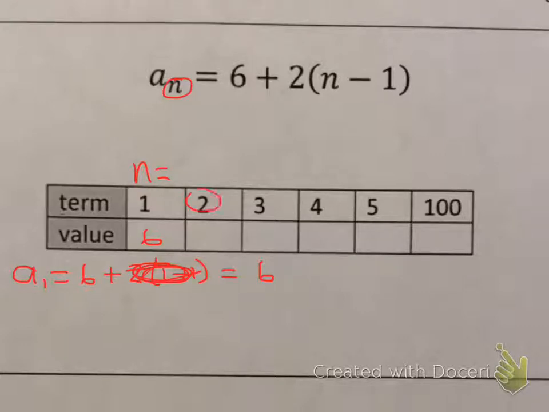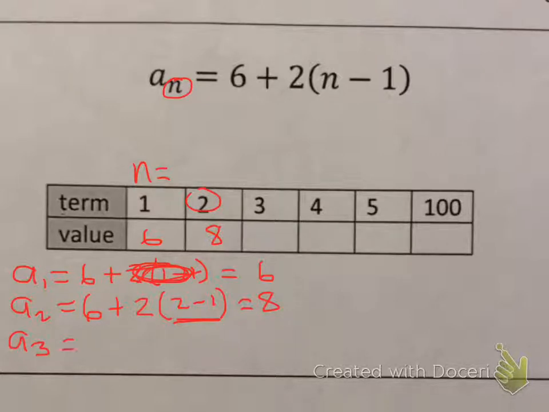If I want to find the second term, then I'm going to put 2 in place of the n. So I'll have 6 plus 2 times 2 minus 1. And I can just punch that in my calculator exactly how it appears with the parentheses around it, and it will give me that solution. I'm just going to do it in order of operations though. So 2 minus 1 is 1. 1 times 2 is 2. 6 plus 2 is 8. So 8 is my second term.